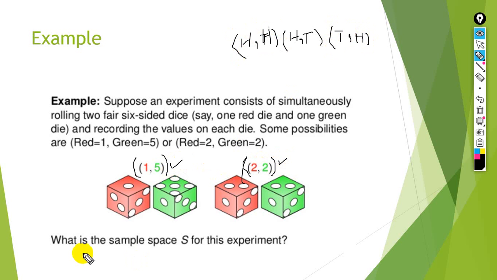Okay, what is the sample space for this experiment? Now I want to find the sample space for this experiment. If we roll the dice, we roll one die and then the other, so it is two-time rolling of dice. It means one time red and one time green. So now what will be the sample space?